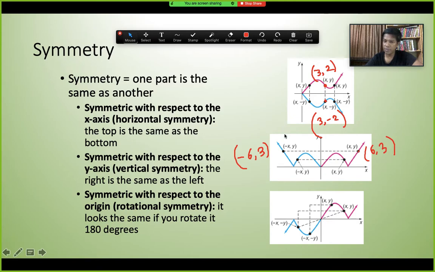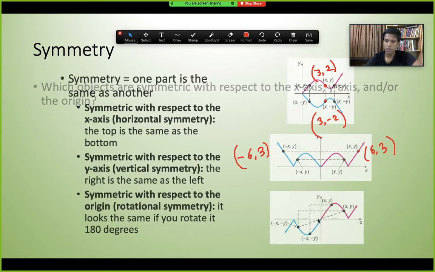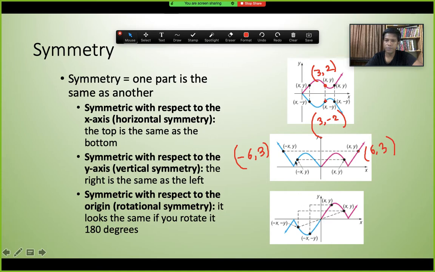For origin symmetry, the graph will be corner and corner same. This corner and this corner will be the same. Origin means this one. This point is called the origin. So for origin symmetry, corner and corner will be the same. It is even possible that if this red graph is here, then the blue graph will come here. Then it will become origin symmetry.